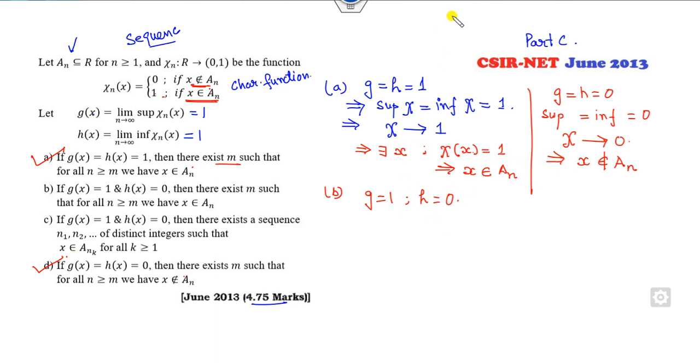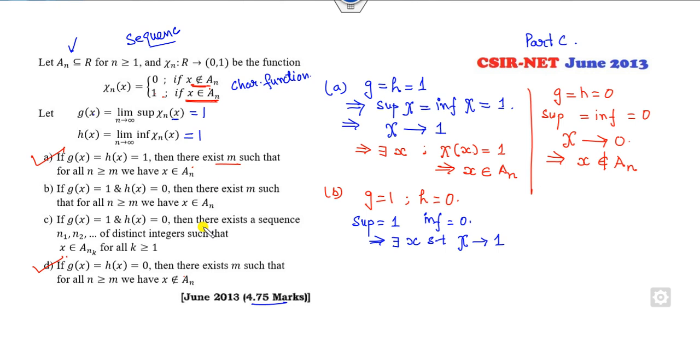Now g is equal to 1, h is equal to 0. What does it mean? It means supremum is 1, infimum is 0. It means there exists one x such that the supremum, that means xi converges to 1. Xi of x is 1. If xi of x converges to 1, what does it mean? There exists m, there does not exist m.